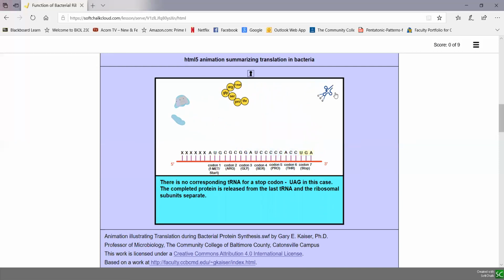And the ribosomal subunits come off and the protein has been released. And during that process, the secondary and tertiary structure of the protein are formed and it is released in its 3-dimensional functional form.